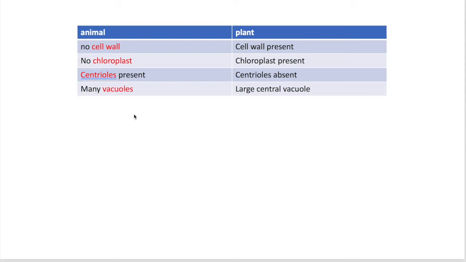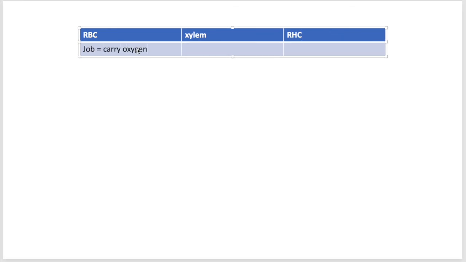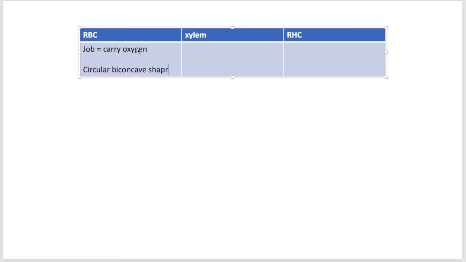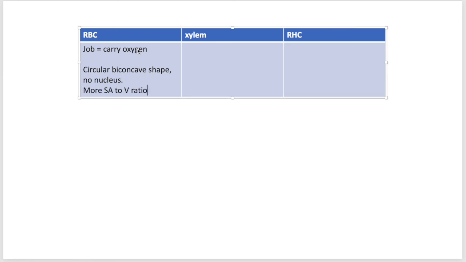You also need to be able to understand just three. It's just only three different kinds of specialized cell, and the examples are red blood cell, xylem, root hair cell. Okay, the job of the red blood cell: carry oxygen throughout the body. To do this, it has circular biconcave shape, no nucleus, so that it has more surface area to volume ratio and have more internal space to contain more hemoglobin. Okay, this complicated word is just the oxygen carrier, so you will learn more in the future chapters. Don't have to worry about it too much for now.